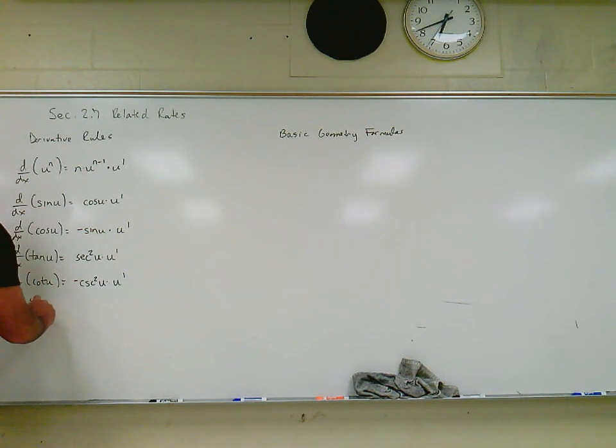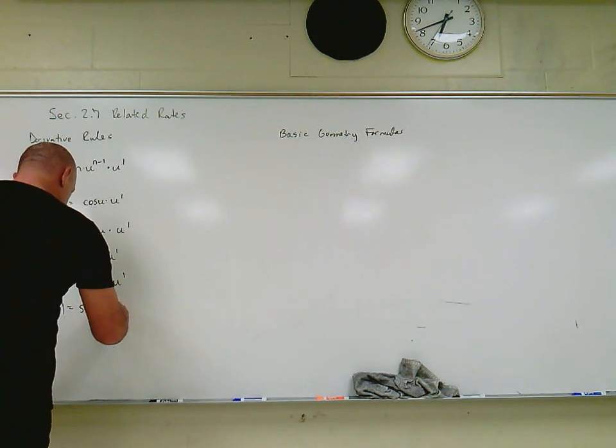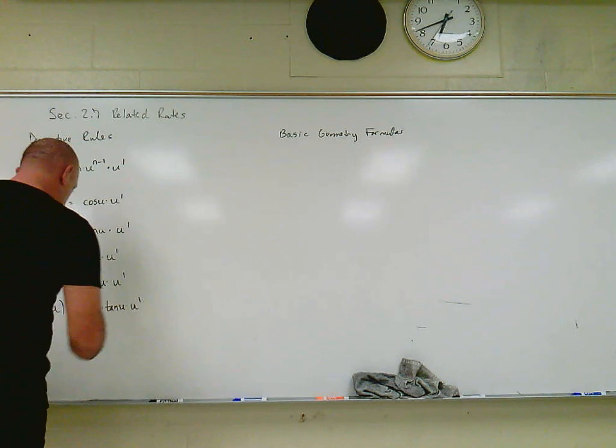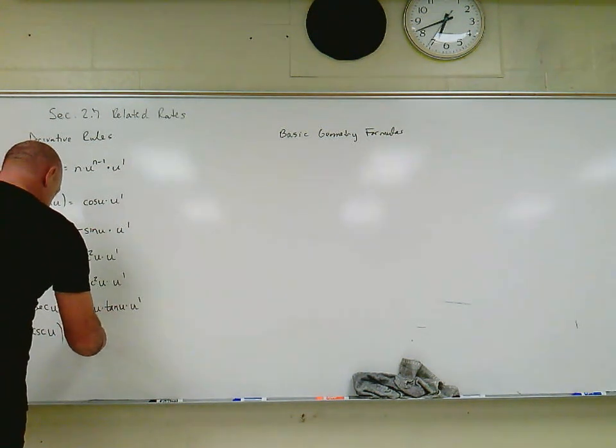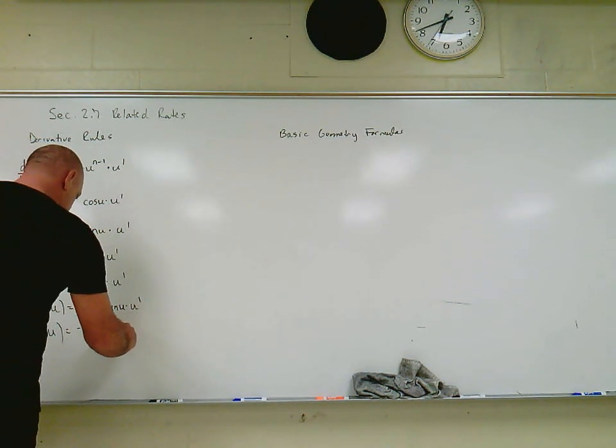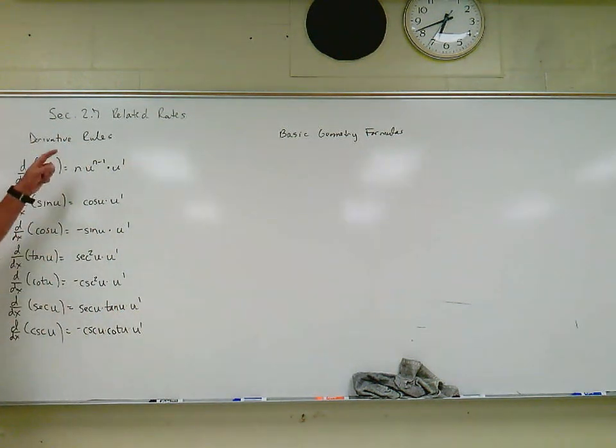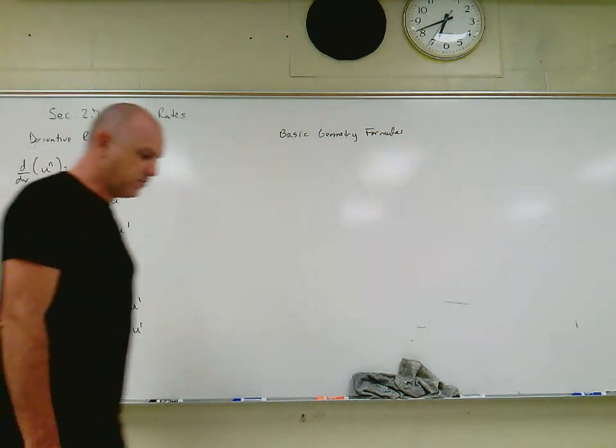All right. Secant u. Excellent. Secant u times tangent u times u prime. And if you know that one, Ivan, then you know cosecant u. All you got to do, again, same relationship, put a negative in front. So what would it be? That's exactly right. And on all of these, we're doing u prime because u is a what? Function of x. Very good.